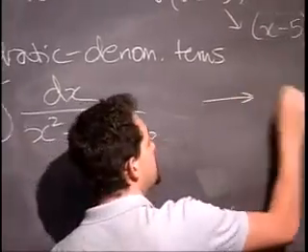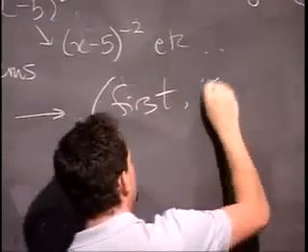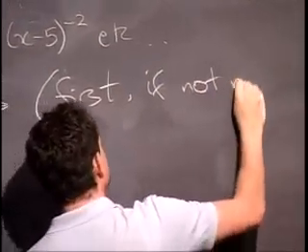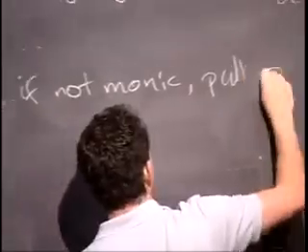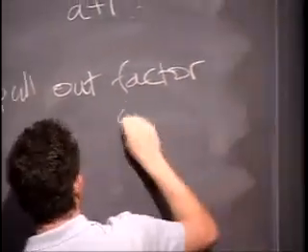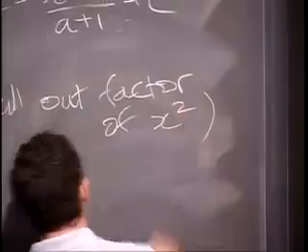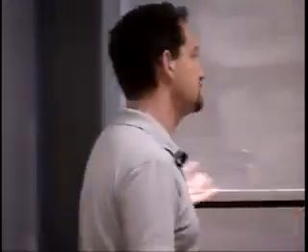Using the method we just said, first, or almost zeroth, if not monic, pull out the factor of x squared outside the integral. But that's sort of just prelim stuff. You probably should have done that before, when you factored the whole thing anyway.